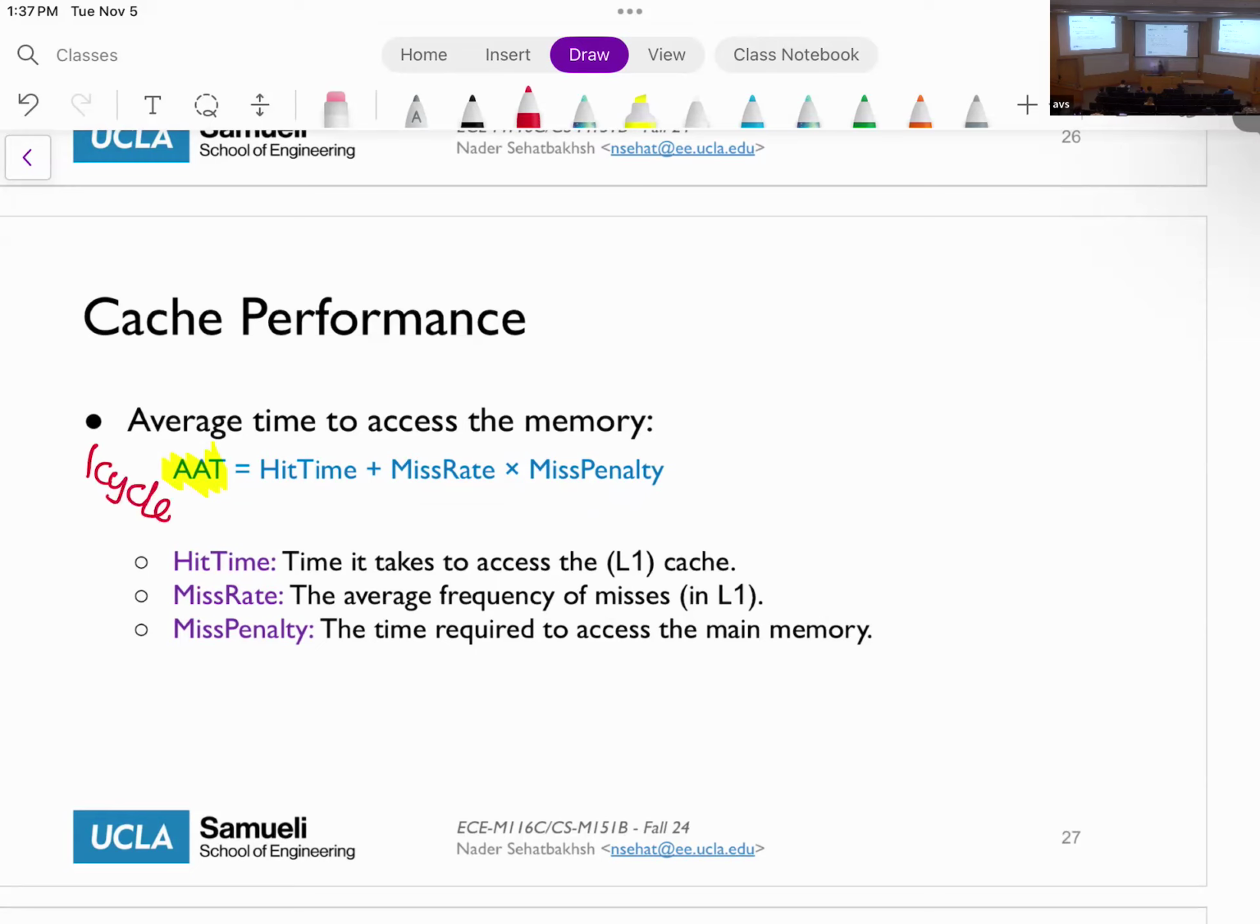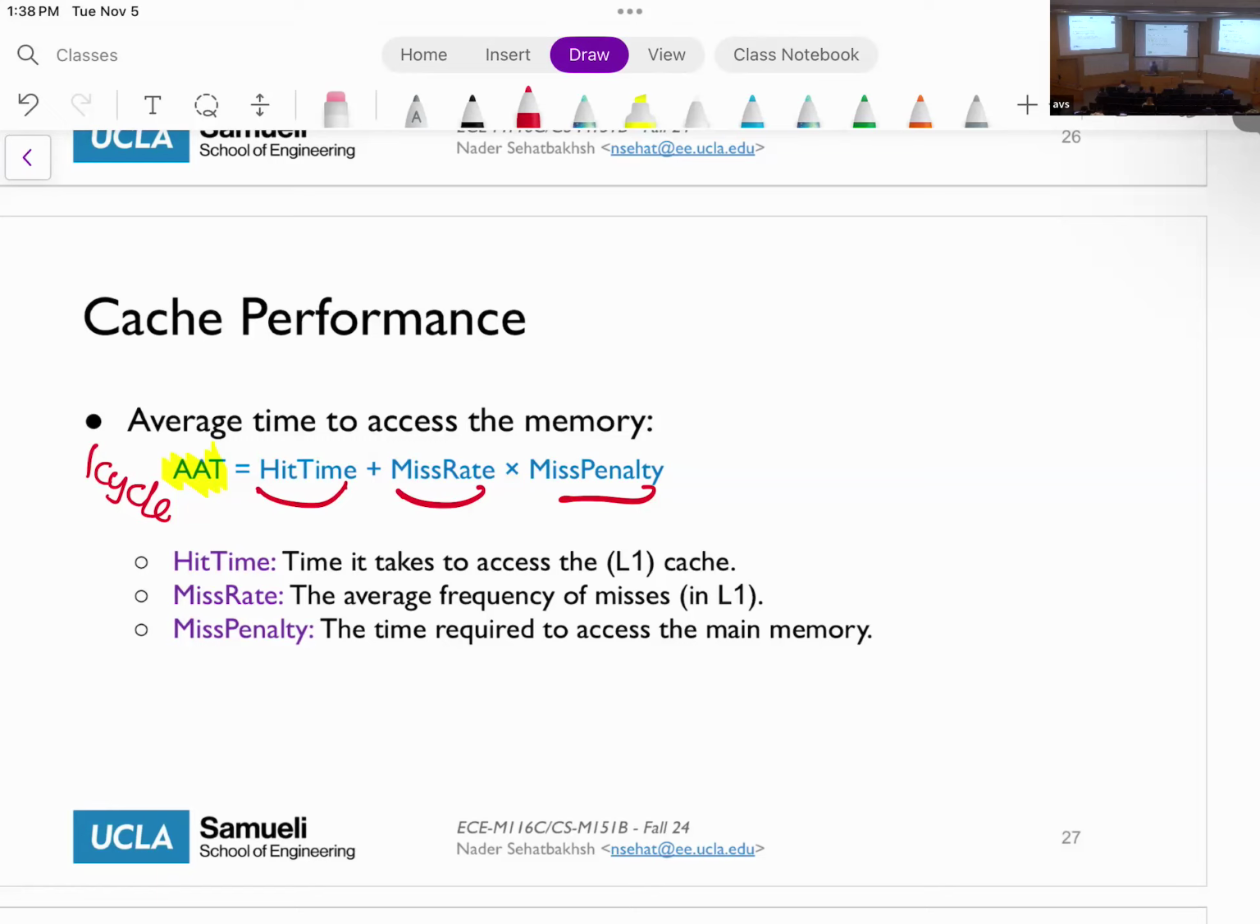If it's one cycle, then we have what we had before, right? So we can access as fast as possible. We cannot go beyond one cycle. There's no point to it. But if I can access my cache in one cycle, then I'm good to go. So how do I measure this? I measure access time basically by these three metrics, okay? The average access time is hit time plus miss rate times miss penalty, okay?